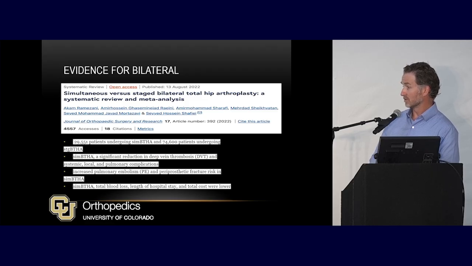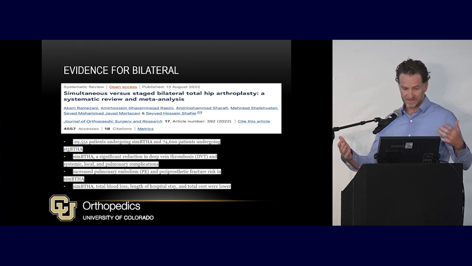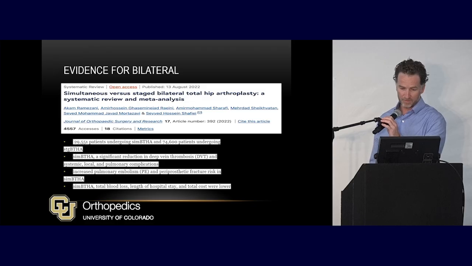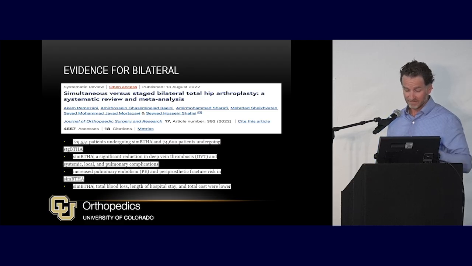I try to also not do simultaneous bilateral surgery. I'm more lenient with hips because I think they just recover easier than knees. I hate doing bilateral knees. This systematic review published a couple years ago demonstrated actually a reduction in DVT with simultaneous bilateral and complications.